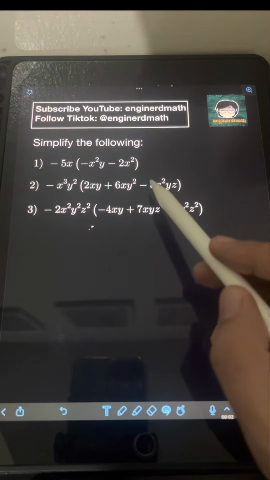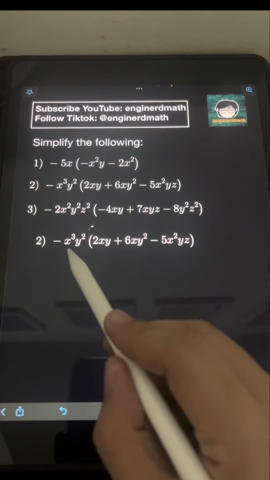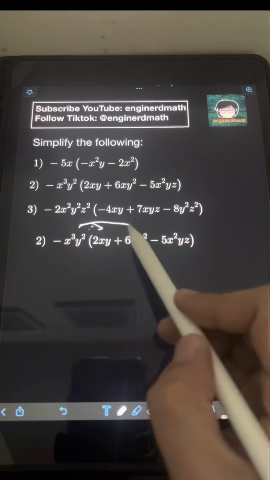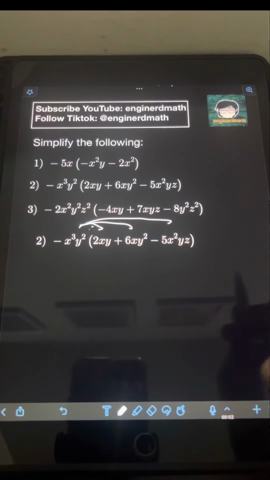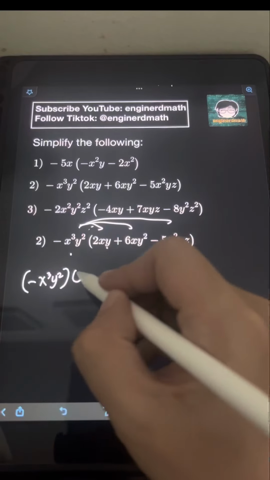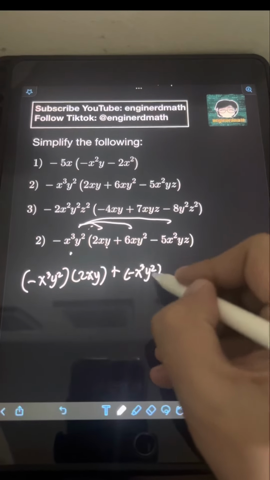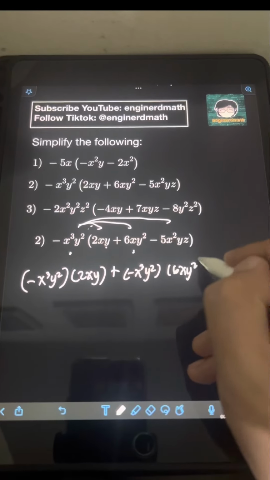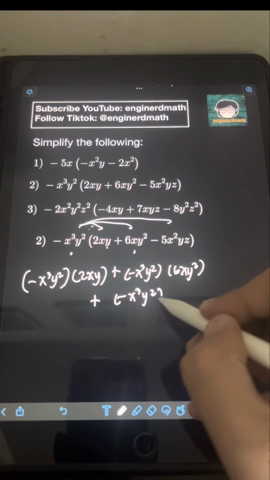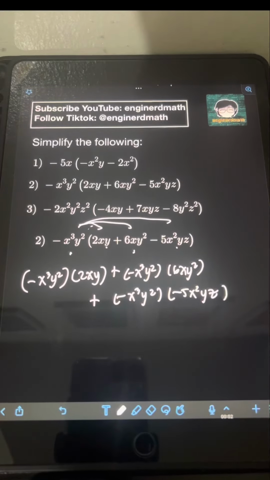Next, for number 2, so copy ko na lang. So, this time meron tayong monomial multiply by trinomial, 3 terms. So, again, applying distributive property, distribute natin yung monomial sa bawat term ng trinomial. So, let's start with negative x cubed y squared times the first term, 2xy, plus negative x cubed y squared times the second term, 6xy squared, plus, again, negative x cubed y squared, times the third term, negative 5x squared yz. So, simplify lang natin yung bawat term.